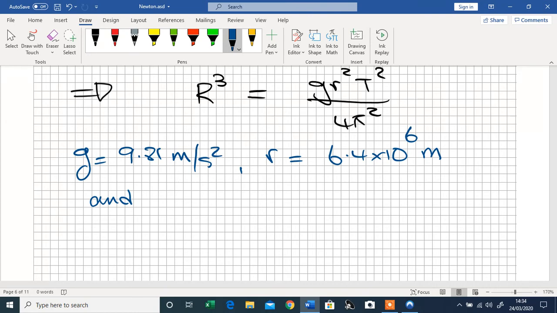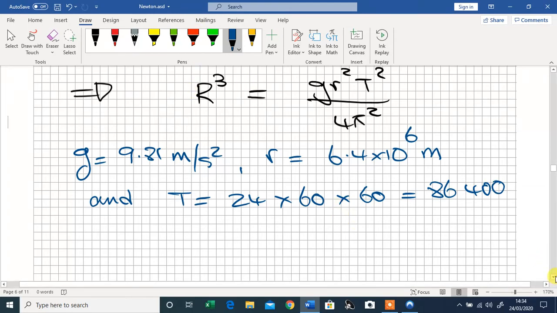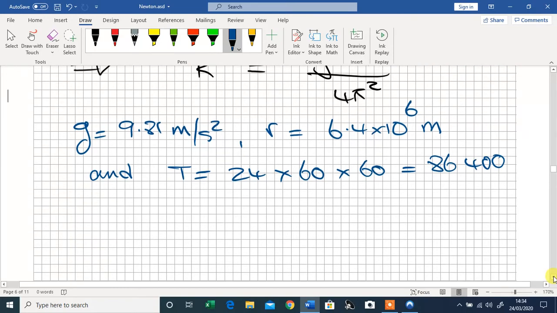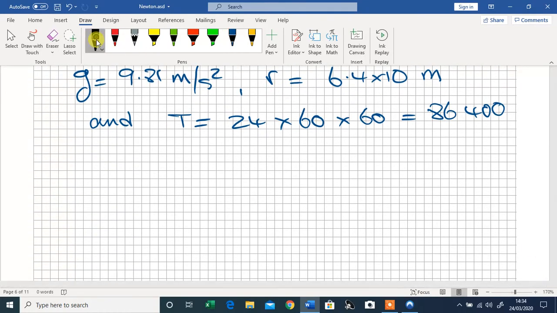So does the satellite. So T equals 24 lots of 60 minutes times 60 seconds. And I have to do this on my calculator, 24 times 60 times 60, which is 86,400 seconds. That's the time it takes the satellite to complete one revolution. So what we can do now is work out the radius.